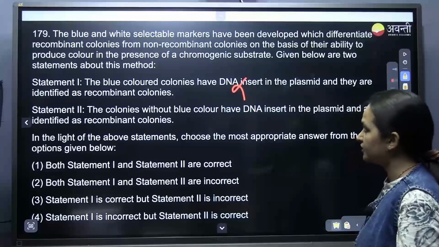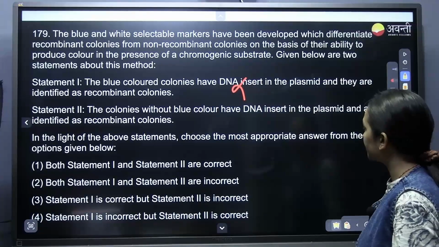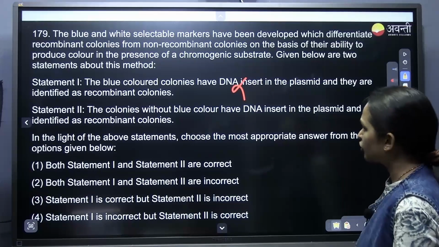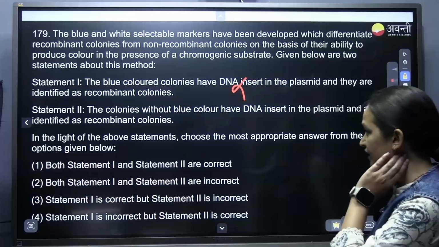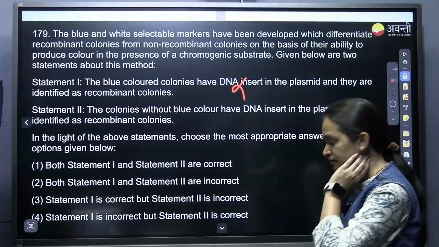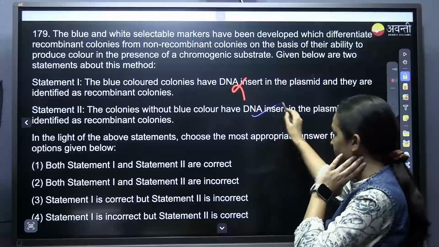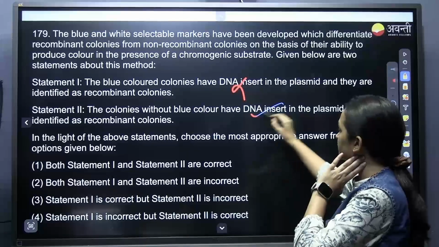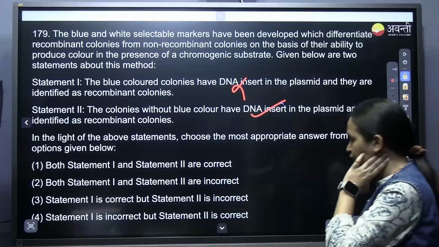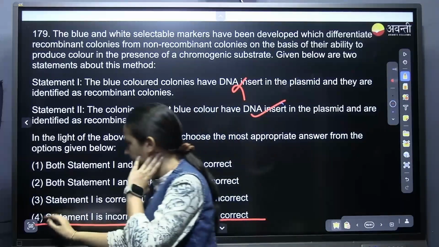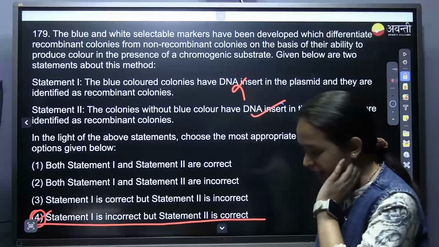Yes, right answer. Statement 2: The colonies without blue color have DNA insert in the plasmid and are identified as recombinant colonies. Correct? Without blue color means the white colored ones are the recombinants. So 2 is correct, 1 is incorrect. So it is option 4 as the right answer.